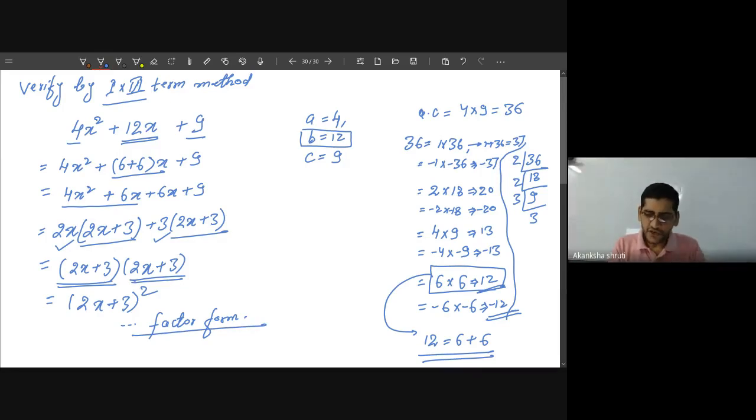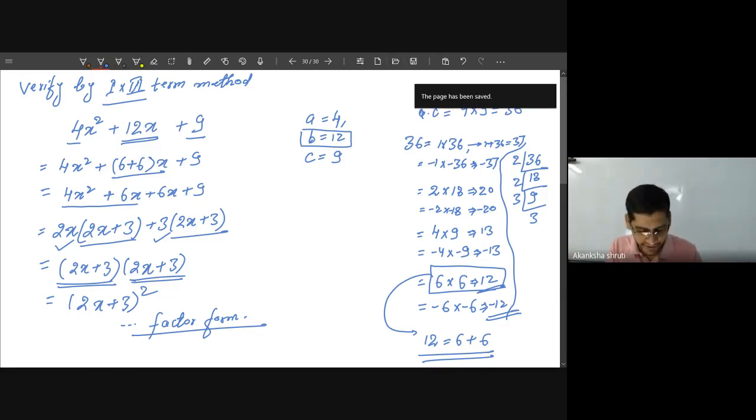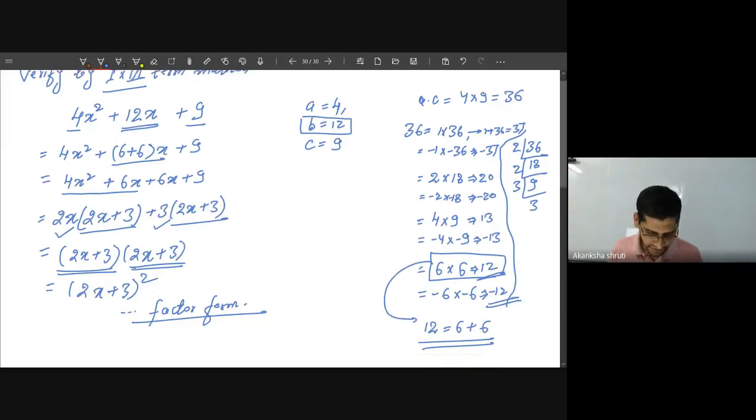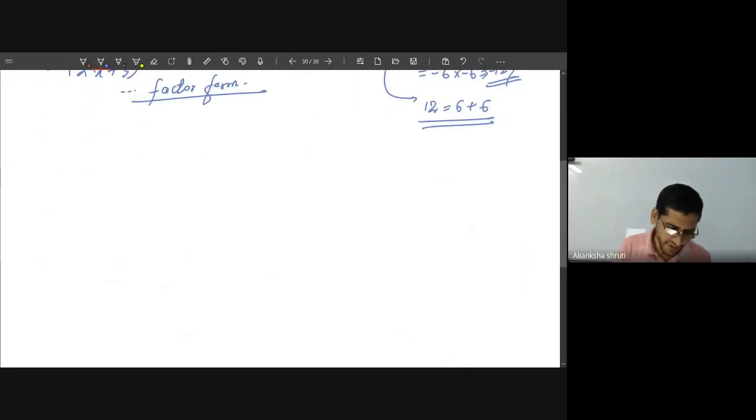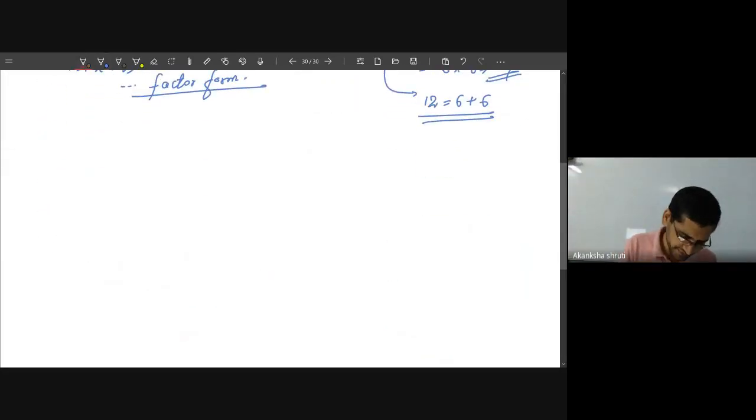Getting it, students? So questions are very simple. Questions are not difficult. You have to just understand and fit the given question in terms of the identities. Now, students, do the second question. Our second question was, you have to factorize.